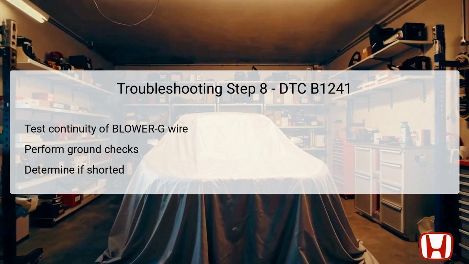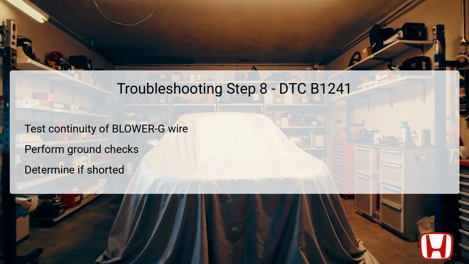The 8th troubleshooting step is crucial for assessing the state of the blower G wire, essential for proper motor function. Start by evaluating continuity between the designated test points, ensuring the vehicle remains in the off lock mode. This entails measuring between the 11th pin of the climate control connector B and the body ground, after making sure both the power transistor connector and climate control connector are disconnected.